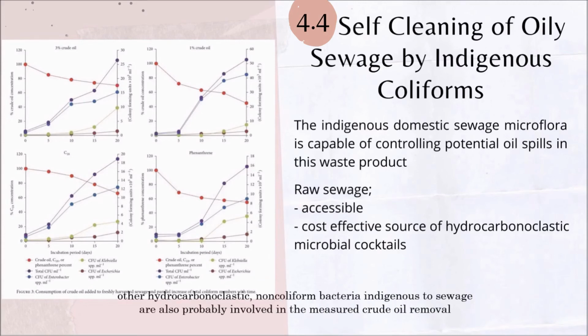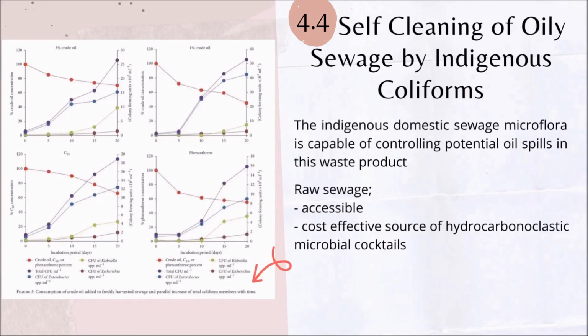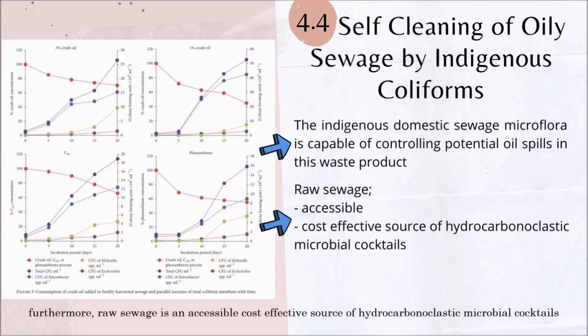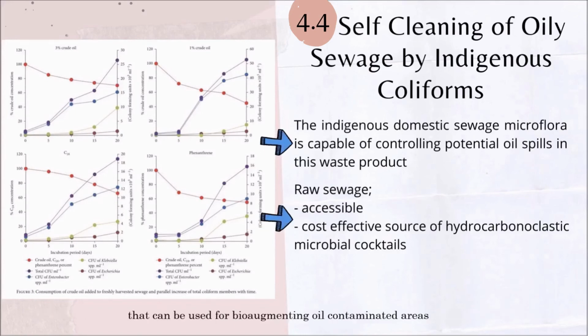Other hydrocarbonoclastic non-coliform bacteria indigenous to sewage are also probably involved in the measured crude oil removal. The finding implies that the indigenous domestic sewage microflora is capable of controlling potential oil spills in the waste product. Furthermore, raw sewage is an accessible, cost-effective source of hydrocarbonoclastic microbial cocktails that can be used for bioaugmenting oil-contaminated areas.